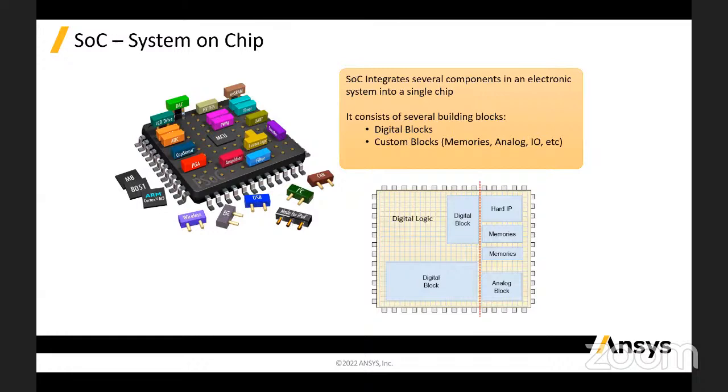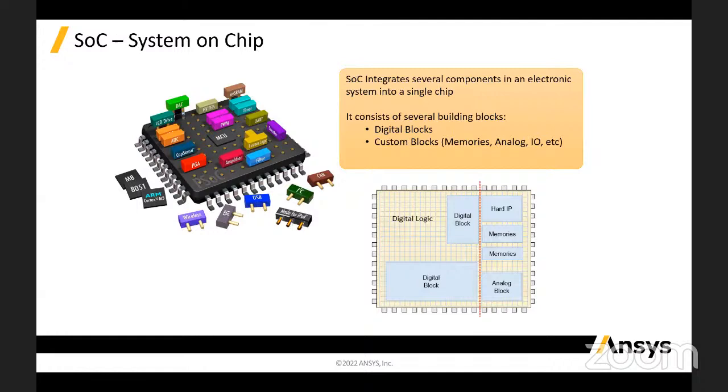In a general SoC, you will find digital blocks and custom blocks like memories and analog I/O. Now, while designing such an SoC, simulation is extremely essential. Simulation needs to be done before the IC is manufactured. This IC simulation needs to ensure that the chip will work as expected from a power, performance, and area perspective, and it also needs to meet the reliability standards defined by the target market.